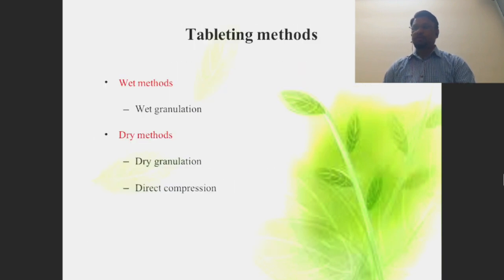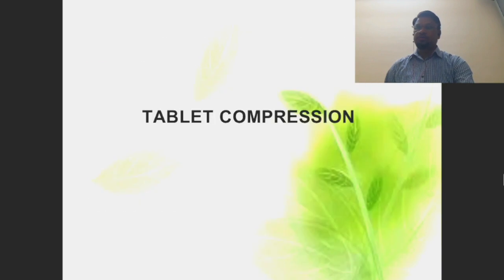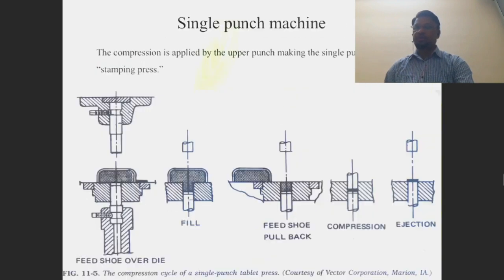Okay, there are two basic methods of tablet formation. One is the wet method and the second is the dry method. Wet method is basically wet granulation. The dry method is done by dry granulation and the direct compression method. So these are some steps involved in wet granulation. These are some steps taken in dry granulation. Direct compression is basically used for MCC, that is microcrystalline cellulose. Okay, these are some compression.